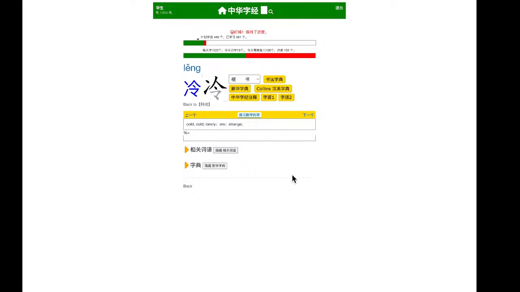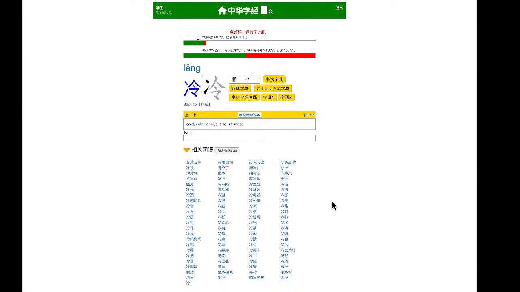冷 means cold, cool. Strange. It's like you treat someone not warmly, but rather coldly. Like you don't care about them, right? Indifference, that kind of thing.